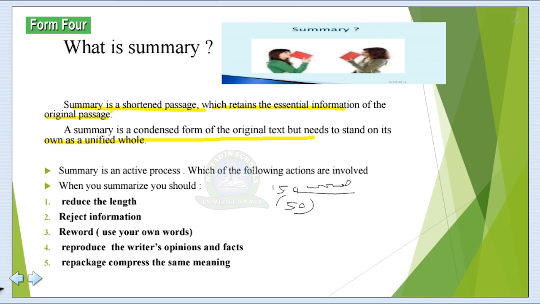Reject. What do you mean that these are the techniques of the summary? What is reject? Reject means all the details, the information you're going to reject. Take the main points or the key points of the passage or the long text, what you want to summarize. Reword. Use your own words, not copy and paste, but use your words.